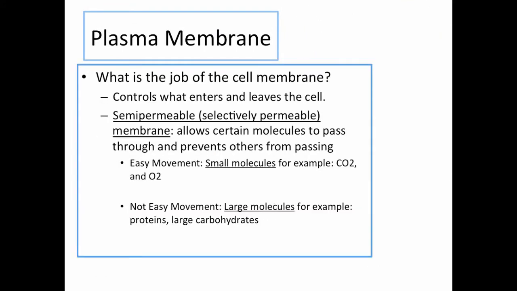So that gets us to the job of the cell membrane. It's going to control what enters and leaves the cell. We call it semi-permeable or selectively permeable because it allows certain things to pass and prevents other things from passing. Things that can easily get across are very small molecules like carbon dioxide and oxygen. Things that can't get across, that usually need some kind of assistance or help, will be larger molecules, things like complex carbohydrates or complex polysaccharides, and polypeptides.